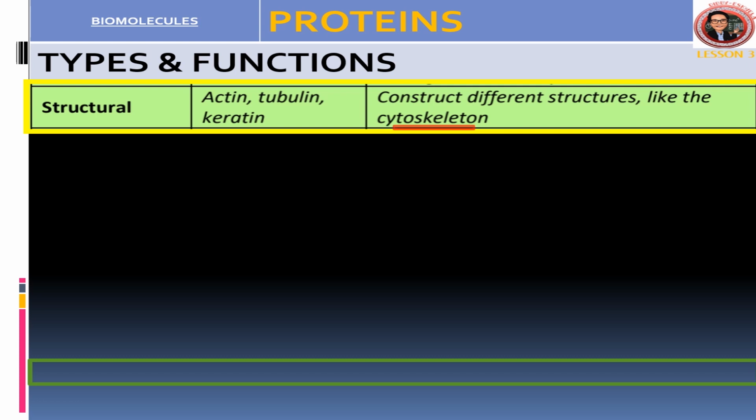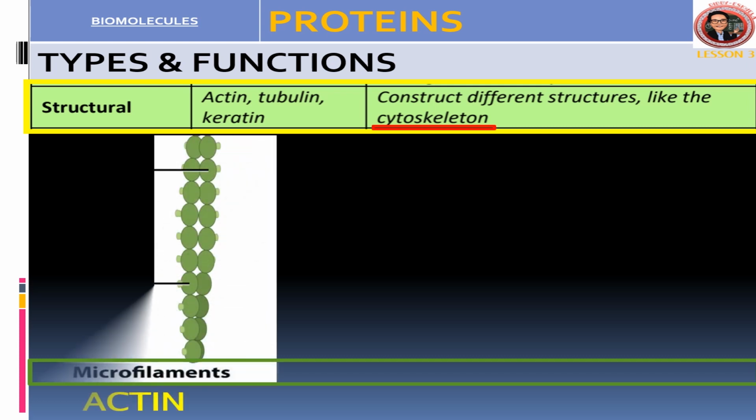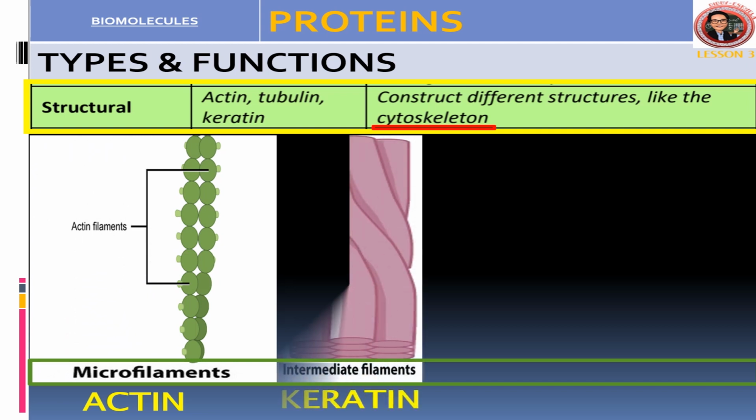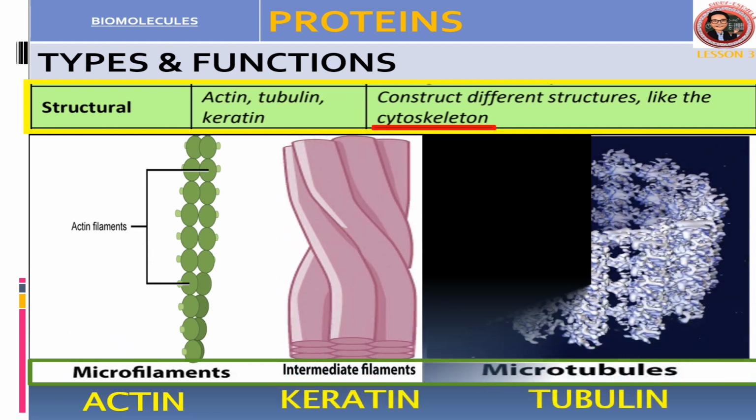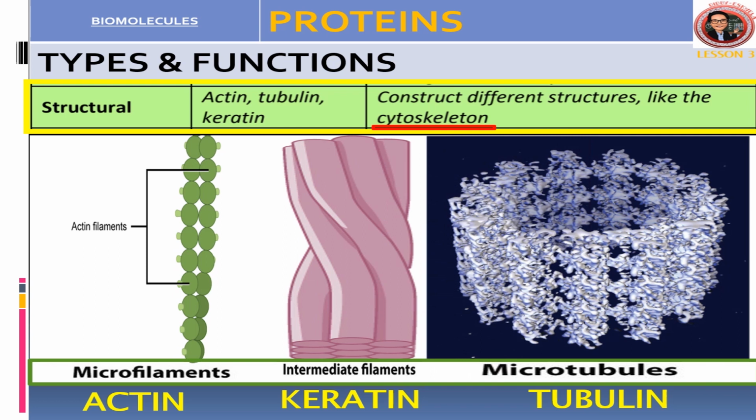Third function, as structural proteins. Structural proteins maintain cell shape. Within a cell, there is a network of fibers that facilitates movement, which is collectively called the cytoskeleton. There are three types of fibers within the cytoskeleton. We have microfilaments, intermediate filaments, and microtubules.